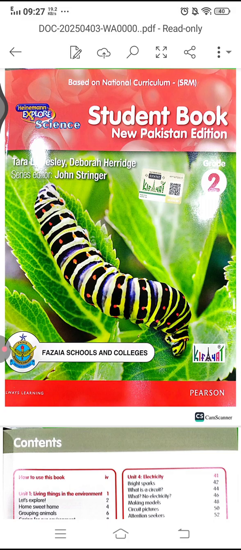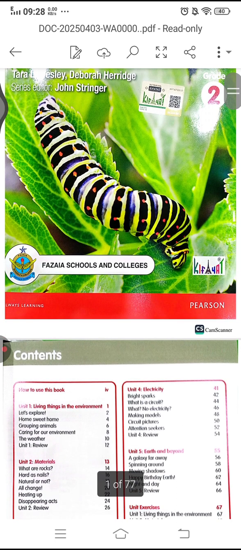Its name is Explore Science. Explore is to travel in order to learn with the help of photography. Whenever we learn with the help of photography, we will inquire different questions. We will discuss it and we will reach a conclusion.